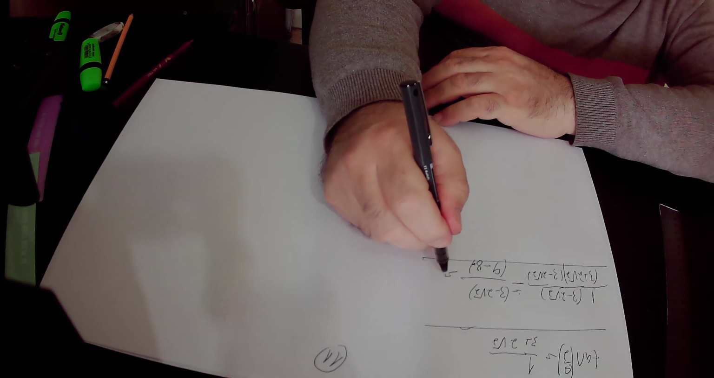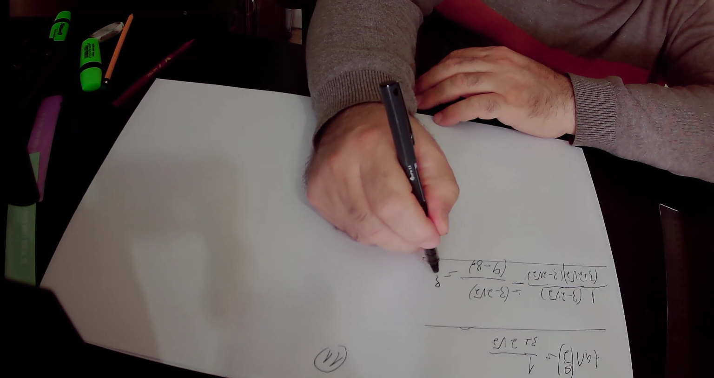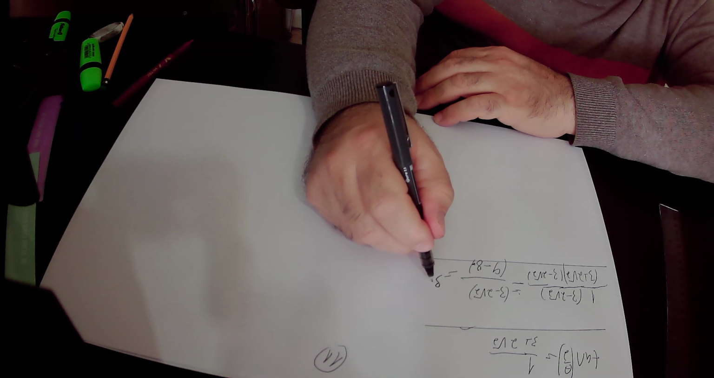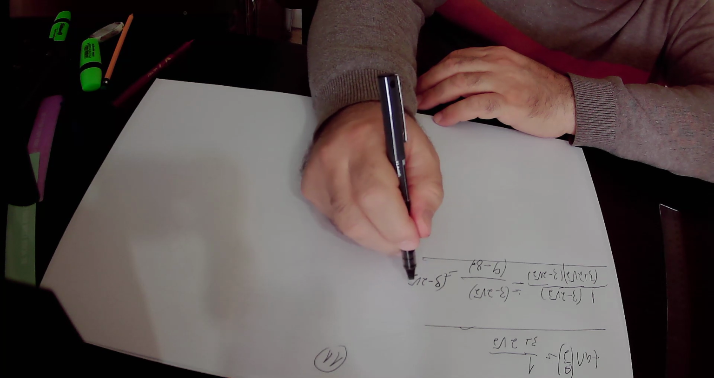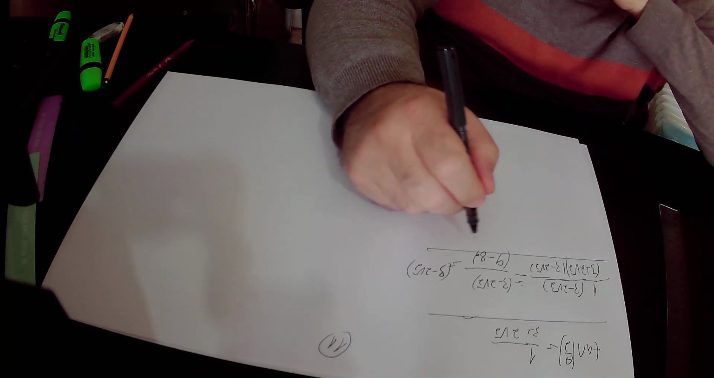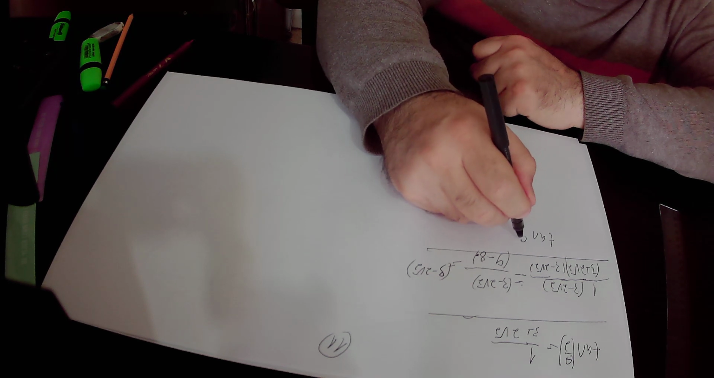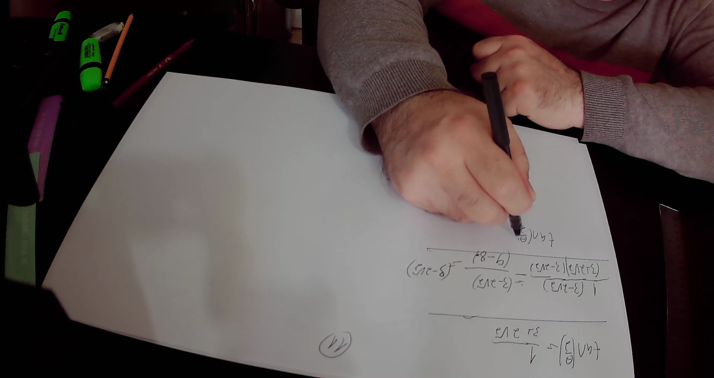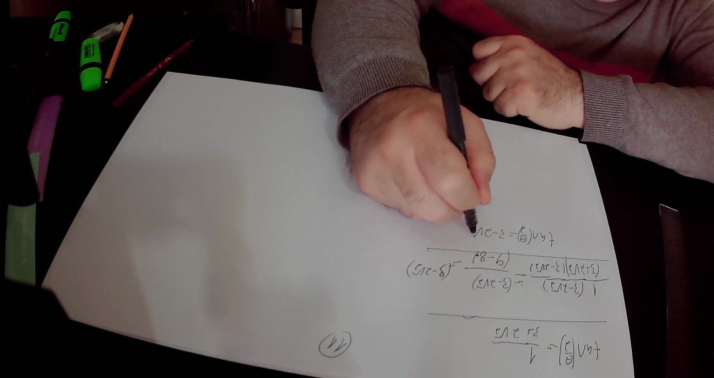So we found out that this expression equals 3 minus 2 times square root of 2. So we can write down that tangent theta over 2 equals 3 minus 2 times square root of 2.